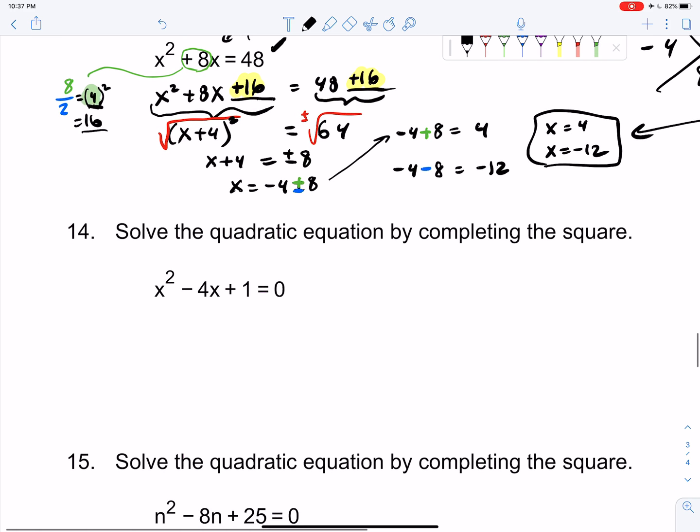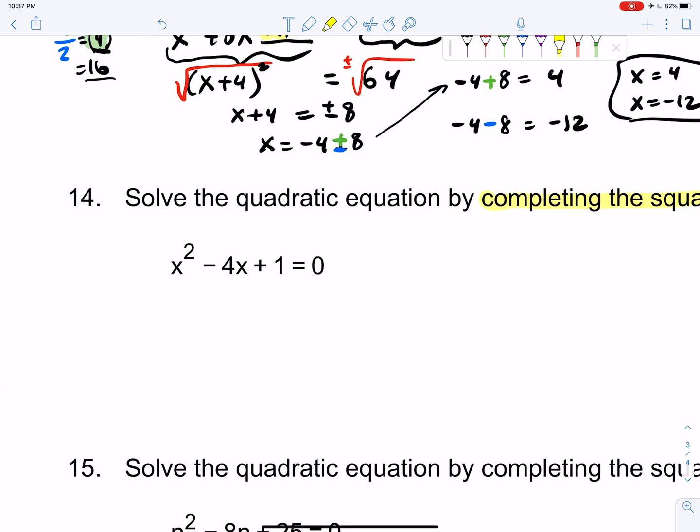But look at this guy. If you tried to use the old technique, what multiplies to 1 and adds to negative 4? Nothing. This is prime. So our old technique will not even work with this problem, and our new technique is totally critical. Completing the square is the only way we can do this problem, at least up to 7.1. In 7.2, we get a formula that allows us to do the problem as well. But solving the quadratic by completing the square.